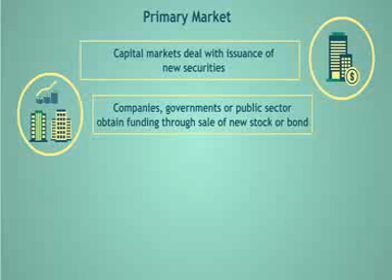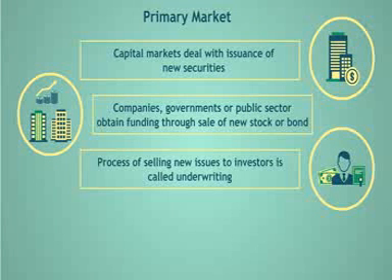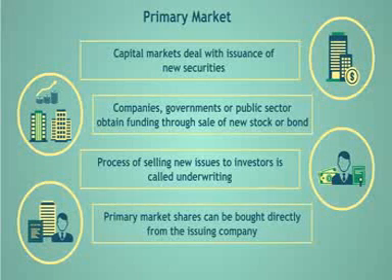The primary market is that part of the capital markets which deals with the issuance of new securities. Companies, governments, or public sector institutions generally obtain funding by tapping the capital market through the sale of a new stock or issue of bonds. This is typically done through a syndicate of security dealers. The process of selling new issues to investors is called underwriting. Primary market shares can be bought directly from the issuing company.